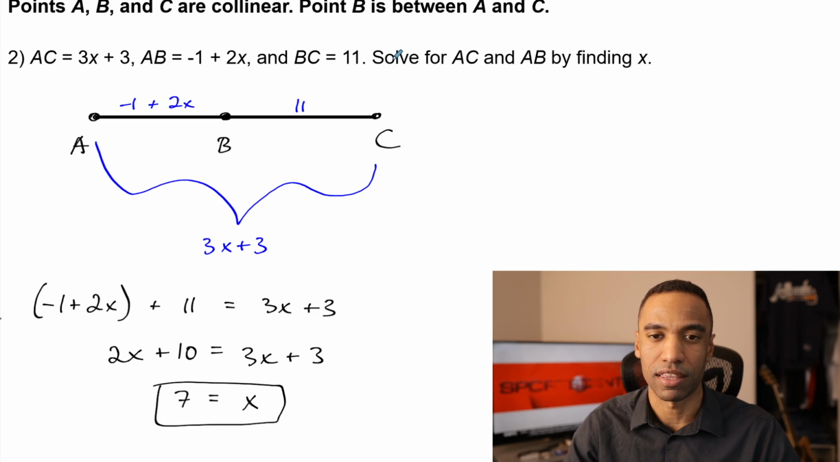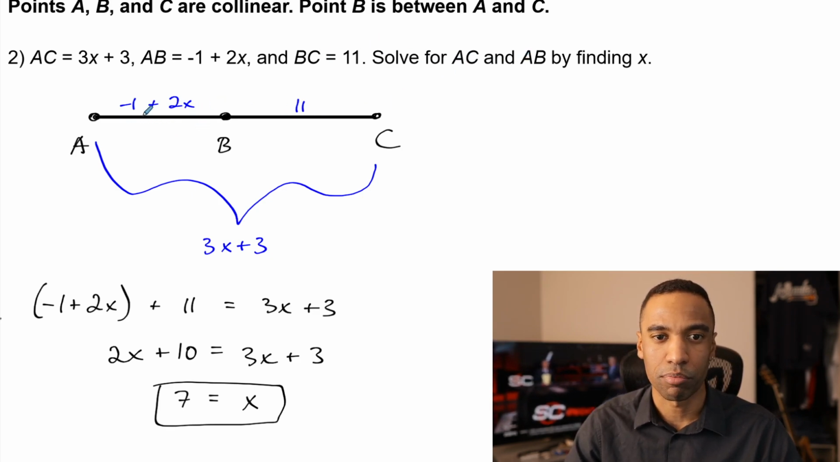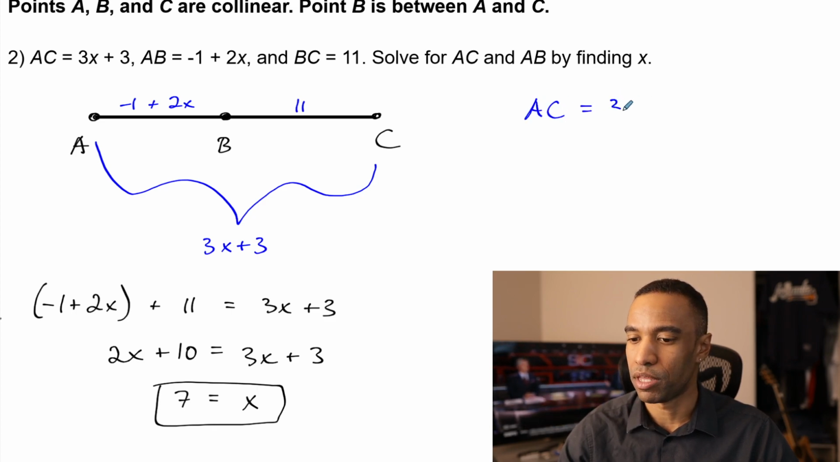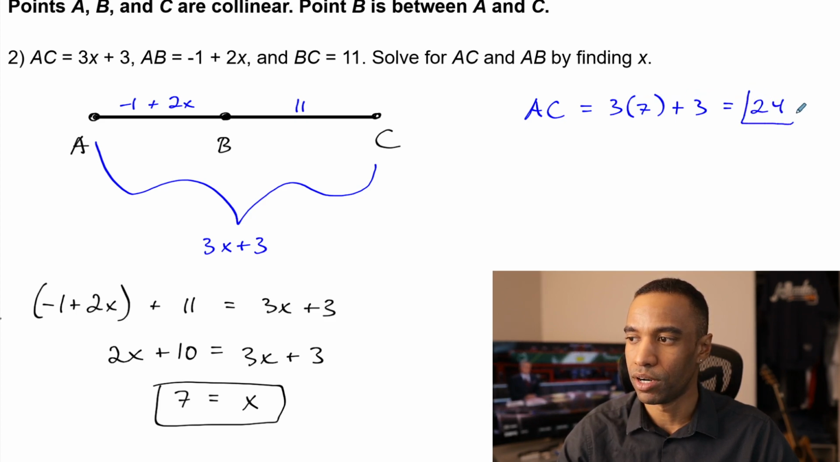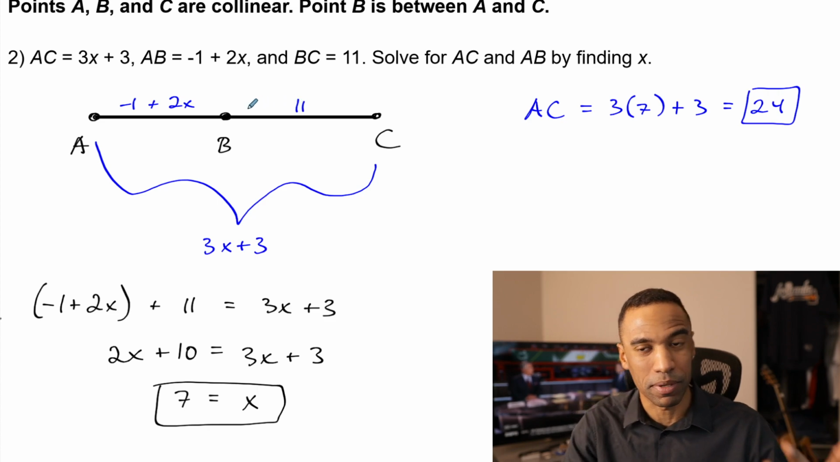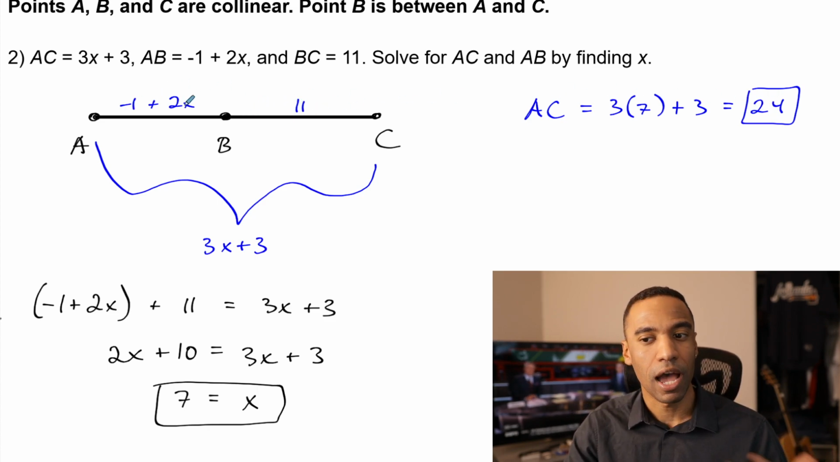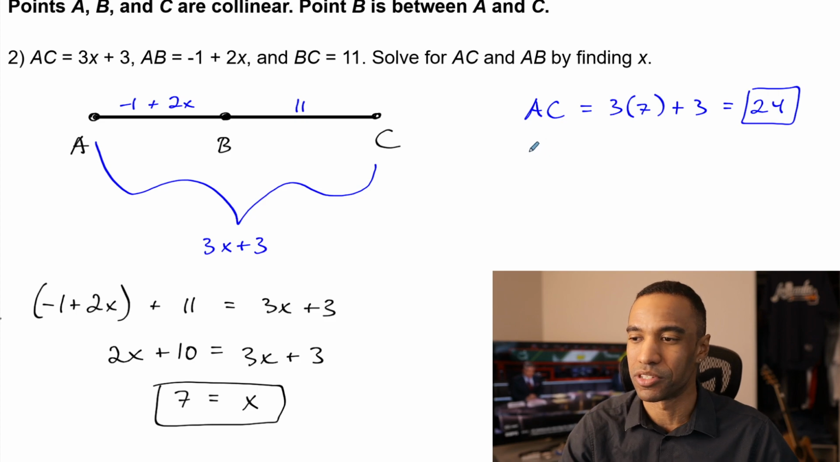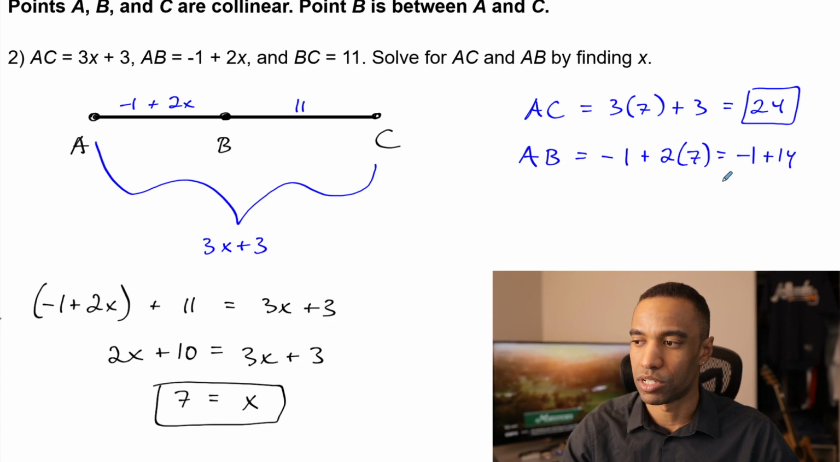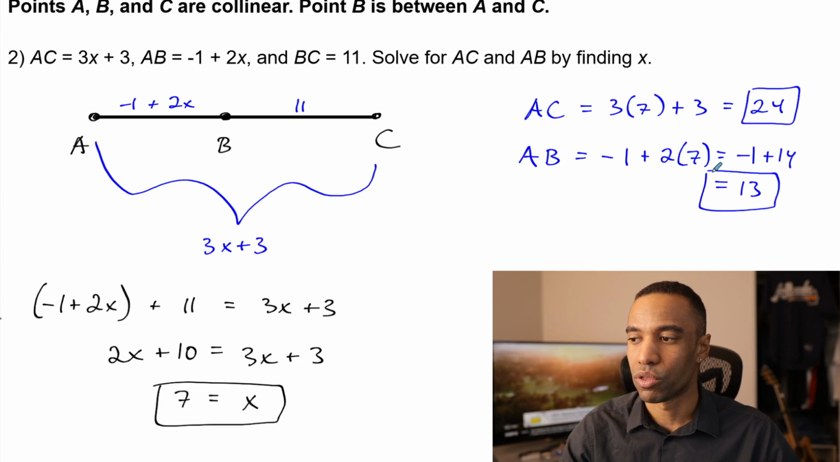And now, of course, I need to find the length of AC and AB. And we have pretty good expressions for both of those. So AC, the entire thing, would be 3 times 7 plus 3. 21 plus 3 is 24. And then, AB, you have a couple options here. I can substitute 7 into here, or I could subtract 11 from it because 11's one piece of 24. I'm expecting 13 as an answer. So if I do AB by substituting in that 7, negative 1 plus 2 times 7, negative 1 plus 14, which is 13. So those are my two lengths there.